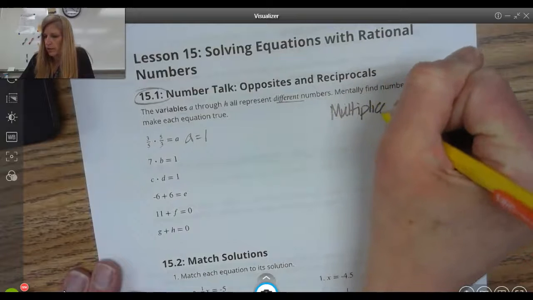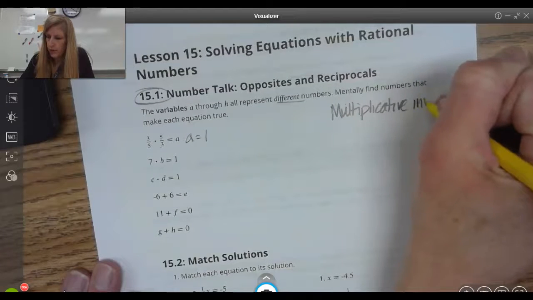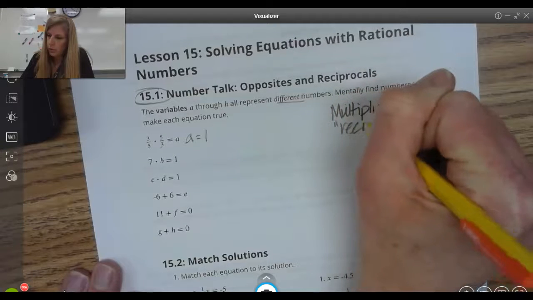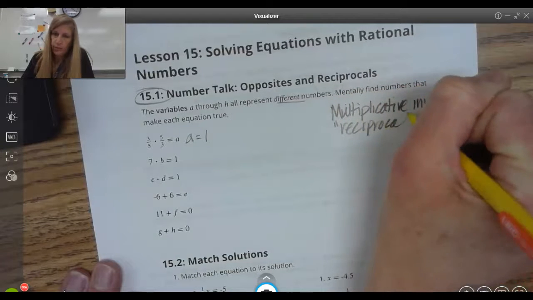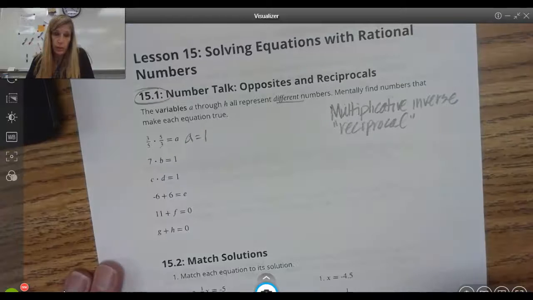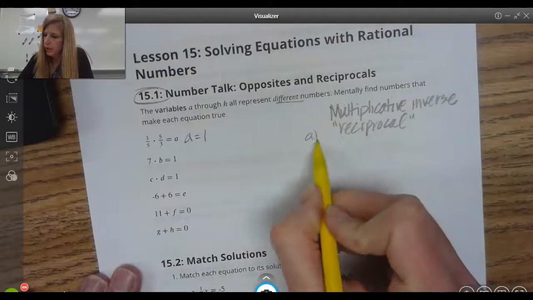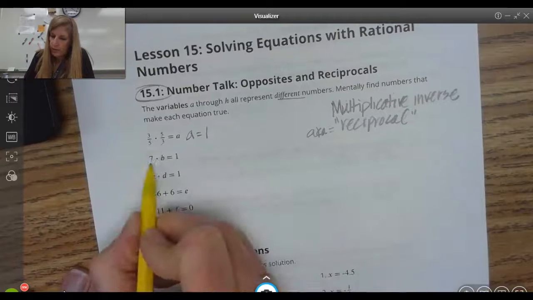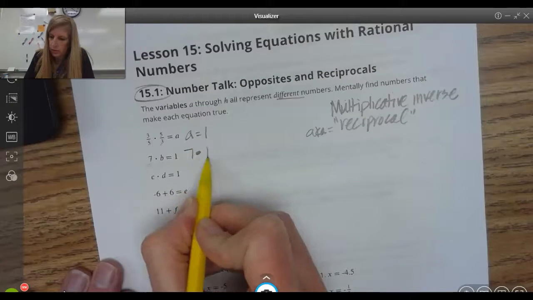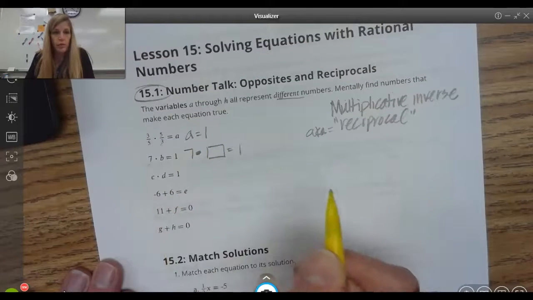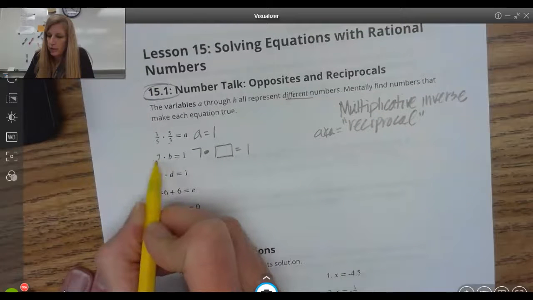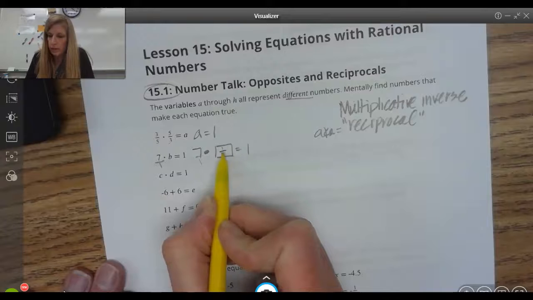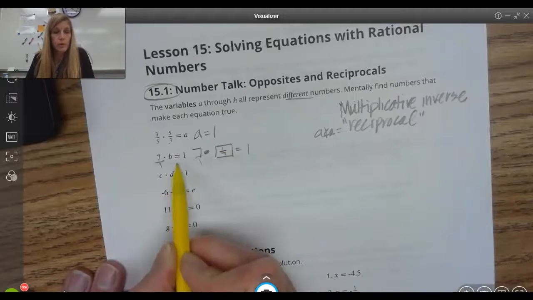So multiplicative inverse is a very fancy name for reciprocal. So when a number is multiplied by its reciprocal, it always equals 1. Okay, so it's just another name for the reciprocal. And then, if I take 7 times something, and that's going to be 1, well, I have to multiply by the reciprocal of 7 over 1. Well, the reciprocal of 7 over 1 would be 1 over 7. So when I multiply a number by its reciprocal, it's always 1.